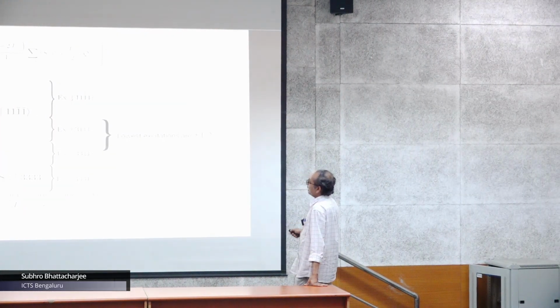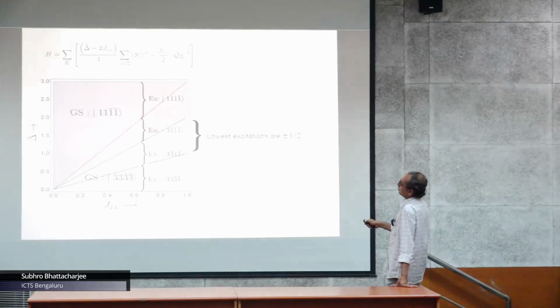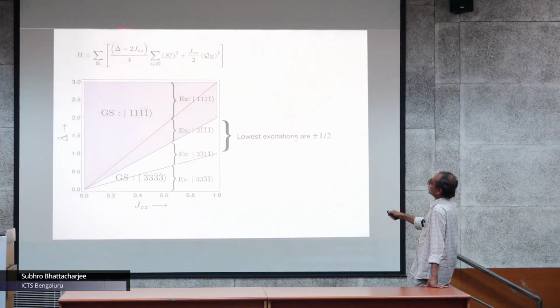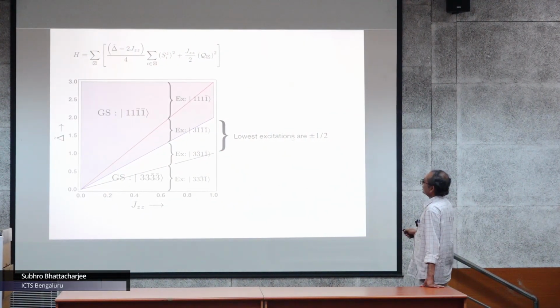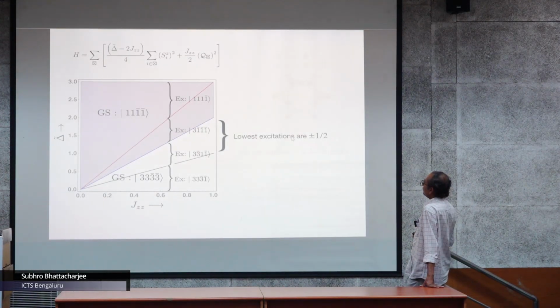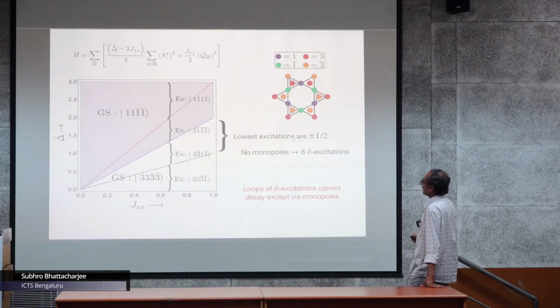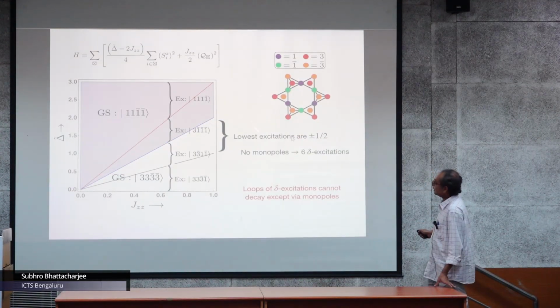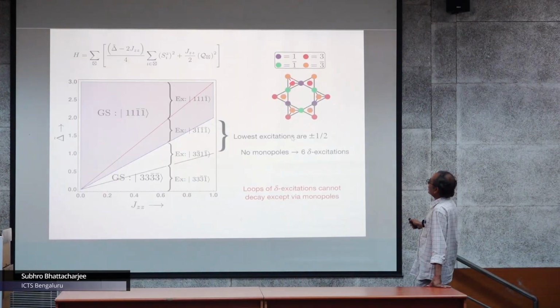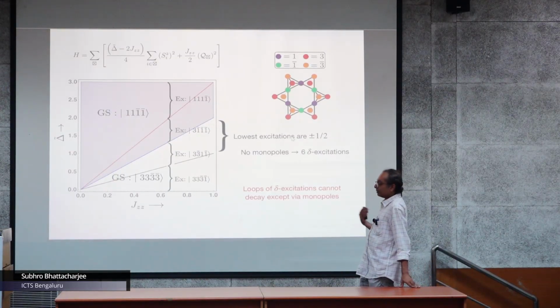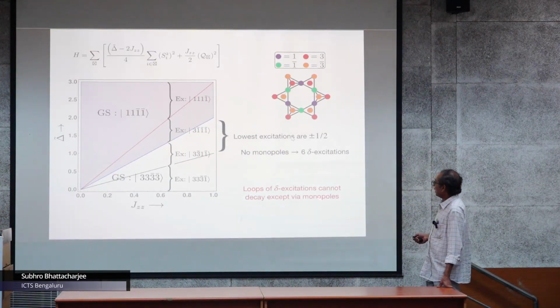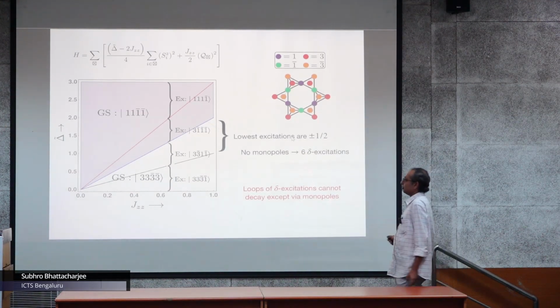Okay, but moving to the other side, where this term is negative but small, what one finds is that these low energy excitations are now plus minus half in a sea of plus minus 3/2 for the ice. And one can draw similar pictures, and here the lowest energy excitations are a loop of 6 delta excitations. This loop of 6 delta excitations, just a bit more complicated than the picture I showed before, still cannot decay except via monopoles, so they are also metastable.